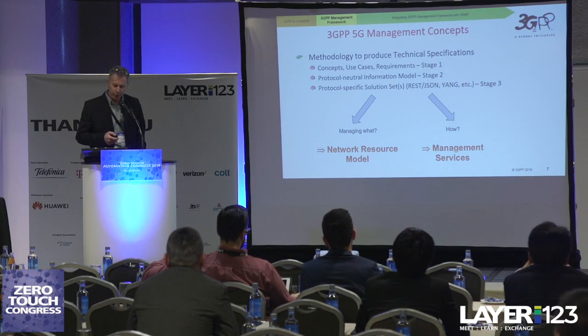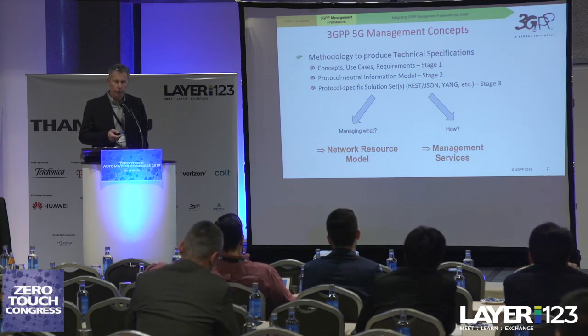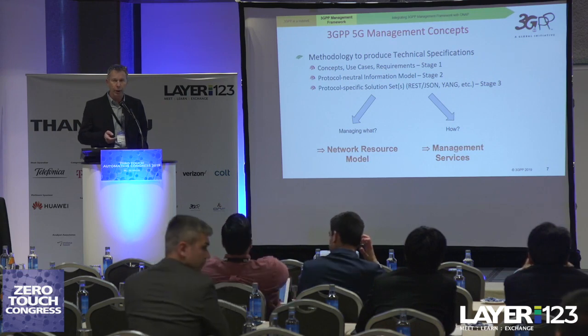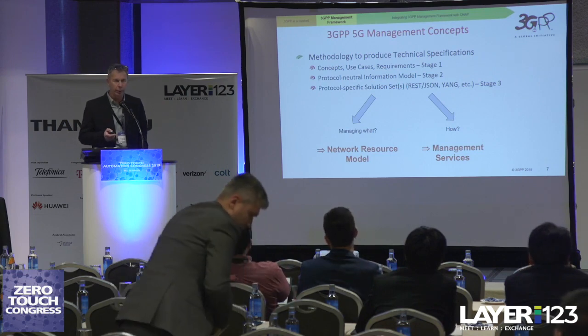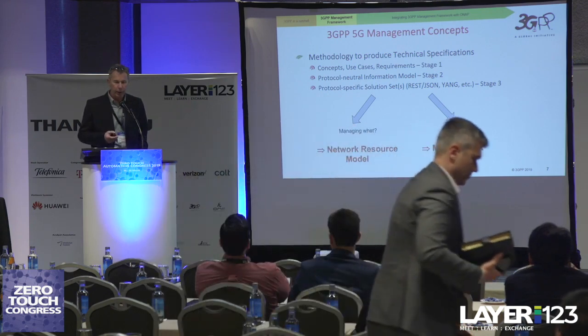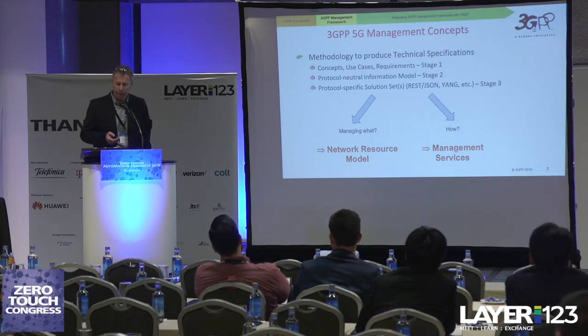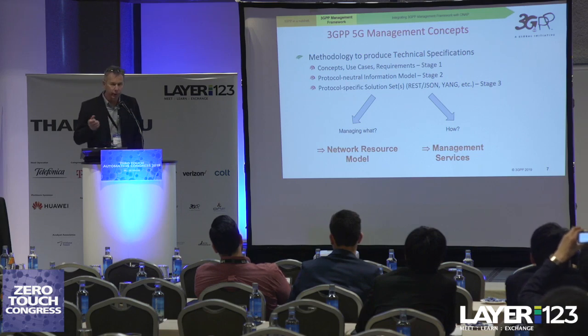And then we have stage 2, which is derived from stage 1, and which builds a kind of architecture or information model, but this is protocol neutral. So for instance, we have some UML description together with some structured English description of what kind of entities we are manipulating and what kind of management services we are going to offer through our interfaces. And then comes stage 3, which is protocol specific, what we call solution sets.